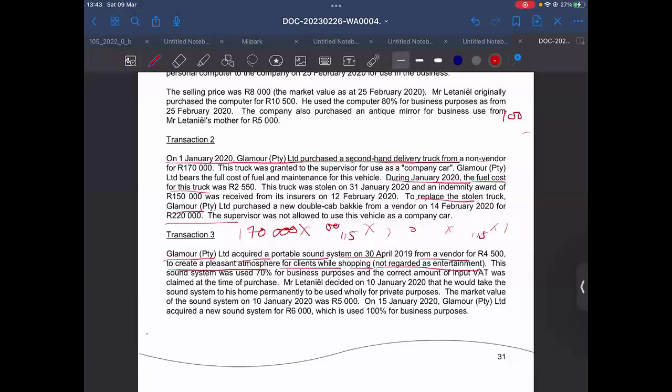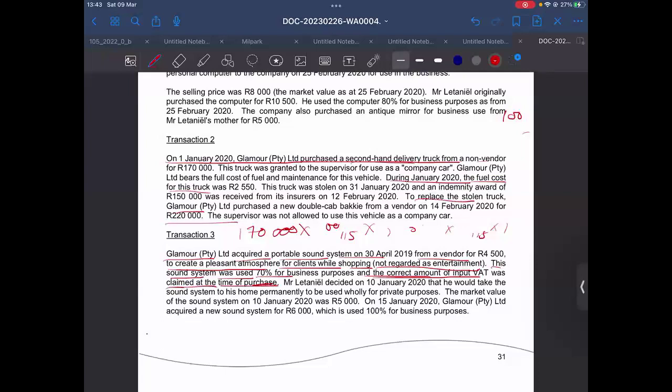Then on entertainment, we know the VAT input is denied. In this case, they said to us, no, it's not entertainment. So therefore, we're going to claim input VAT on it. Right. Let's continue. This sound system was used 70% for business purposes, and the correct amount of input was claimed at the date of purchase.